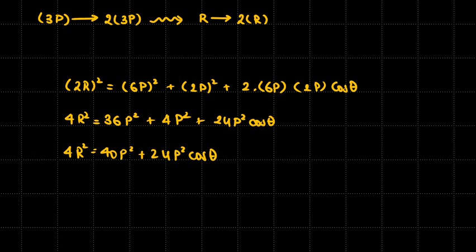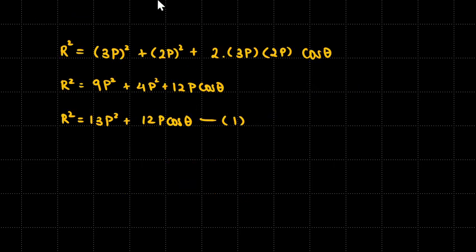I think everything can be divided by 4. Dividing the right-hand side and the left-hand side by 4, you get R squared equal to 10P squared plus 24 divided by 4, which is 6, so 6P squared cos theta. This will be our equation number 2. I think I missed a square somewhere over here, so there is a square missing. So let's subtract 1 and 2.